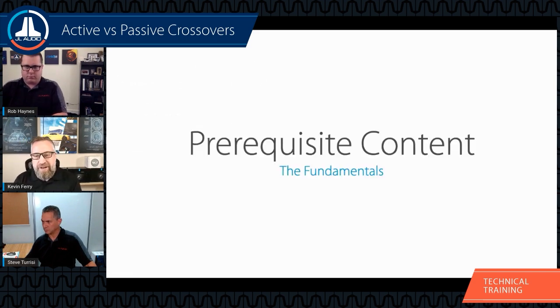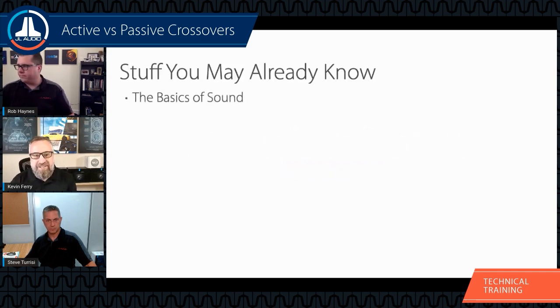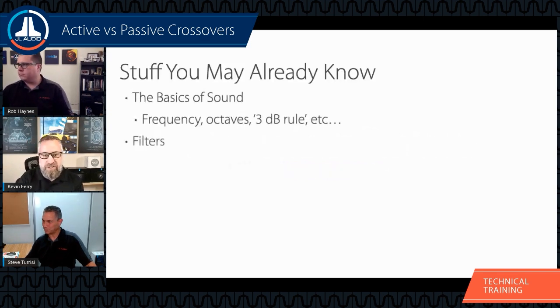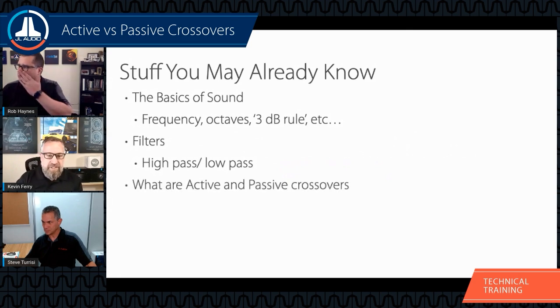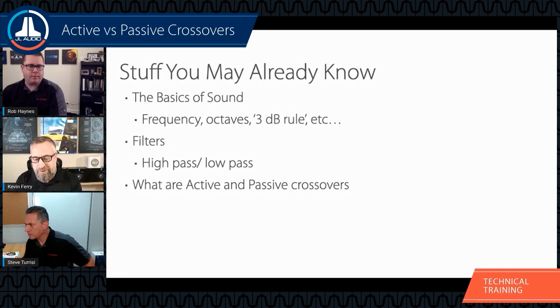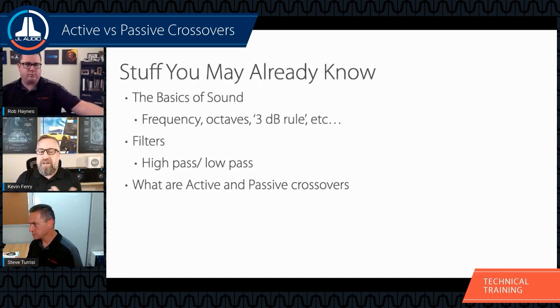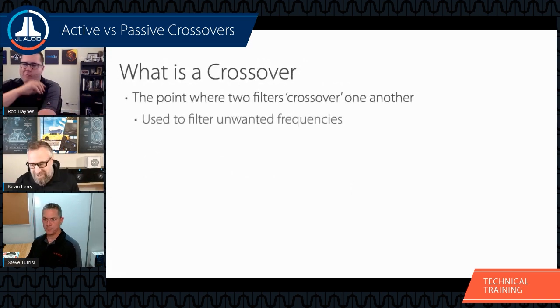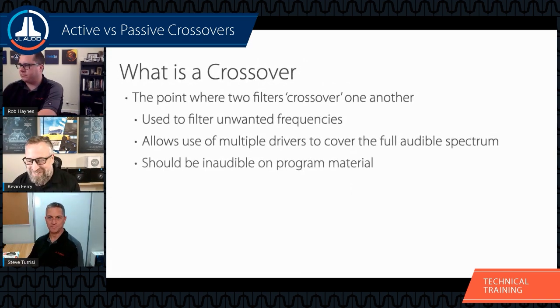So getting into our prerequisite content and stuff that you may already know, we're going to go through some of the basics of sound, frequency, octaves, 3 dB roll, mainly stuff that's going to pertain to filters and how they interact, to get a better understanding of what they're actually doing. Then we're going to get into filters themselves, a high pass and low pass. And then finally, what are active and passive crossover networks. So starting off, what is a crossover? Let's get into a little bit of that here.